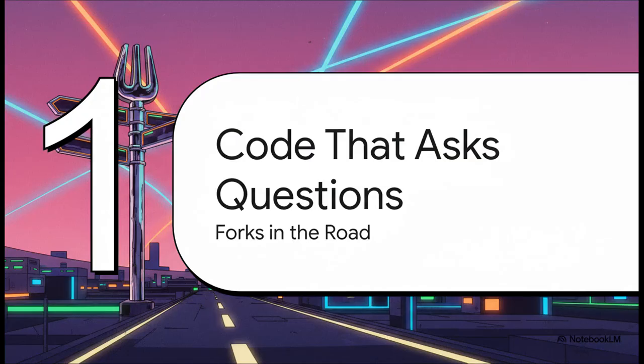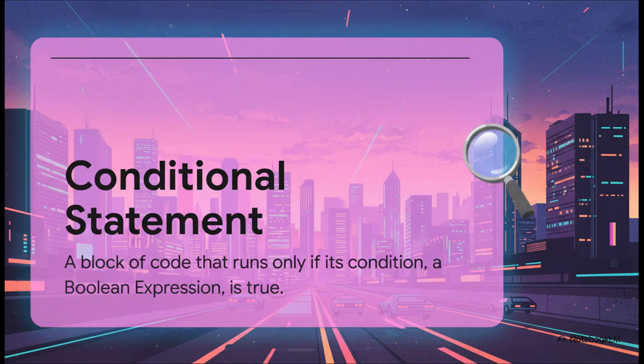So, what's really going on here? Well, at the end of the day, a conditional is just your code asking a super simple question, yes or no. And depending on that answer, it decides which fork in the road to take. This is how we give our programs a sense of logic. So let's put a name to this.